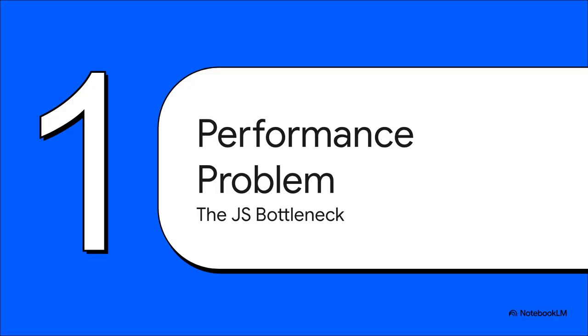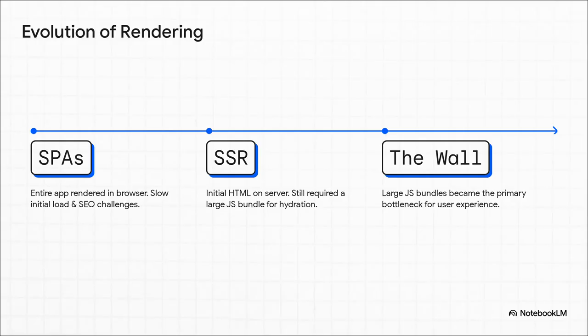All right, so first up, React's performance problem. Look, to really get why this new architecture is such a game changer, we first have to understand the problem it's trying to solve. The bottleneck that pretty much forced this whole evolution. So let's take a quick trip down memory lane.